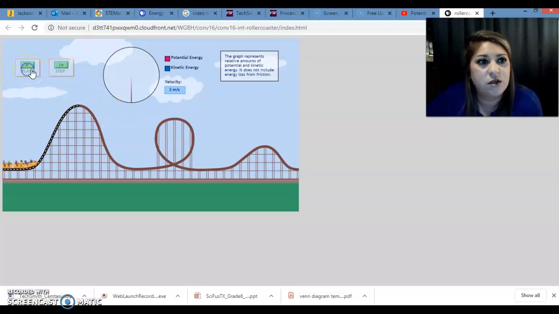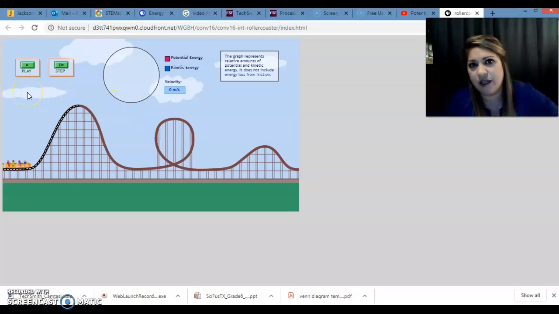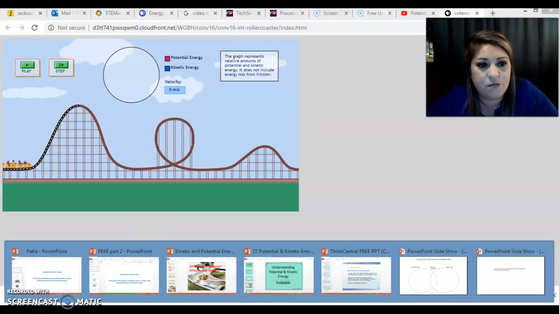Let's go through this one more time. So look at how this potential and kinetic energy is interchanging, guys. It's being transformed back and forth, okay? We can't create energy, we can't destroy that energy. All we can do is transform it back and forth.